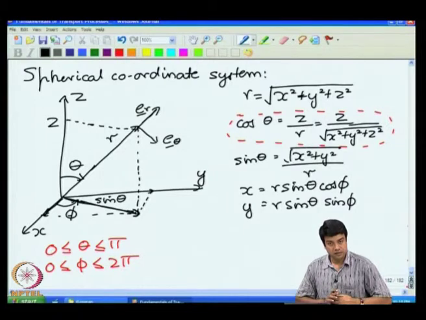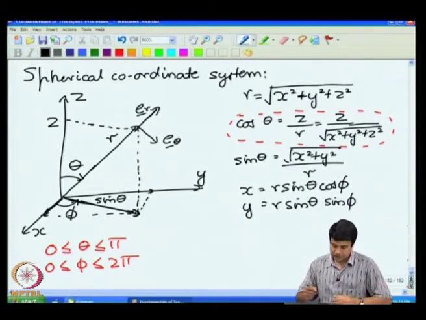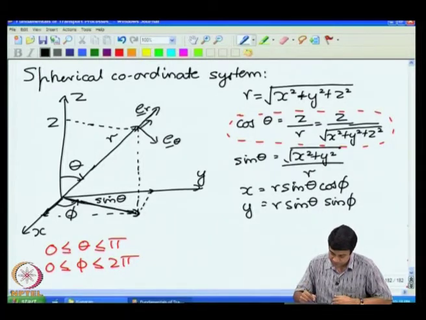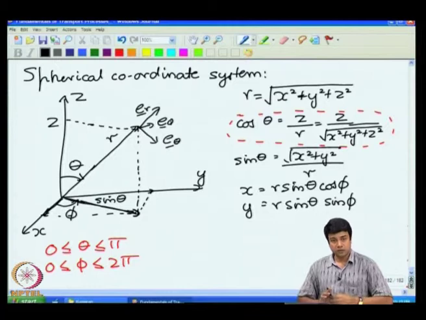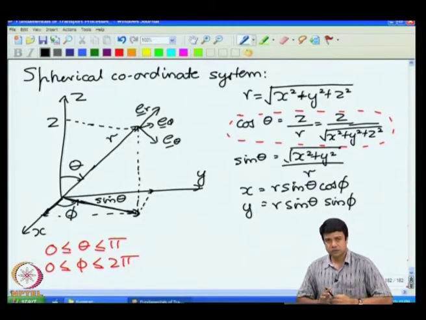Perpendicular to r. And e phi is in the direction of increasing phi, into the plane of the board, perpendicular to both e_r and e theta. So, this is an orthogonal coordinate system where the unit vectors are all perpendicular to each other.